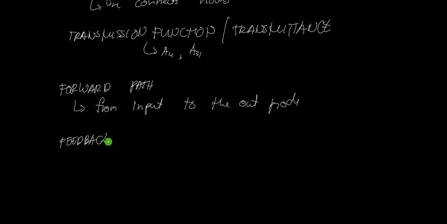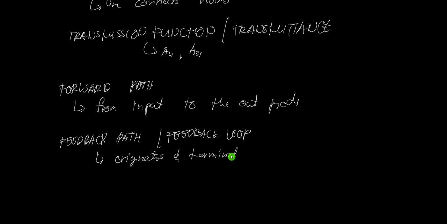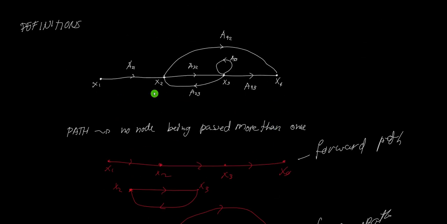Next, we also have what we call the feedback path, or feedback loop. So what's a feedback path or feedback loop? This is a path that originates and terminates with the same node. So here in our example, an example of a feedback path is this one from x2 to x3, and it goes back again to x2.